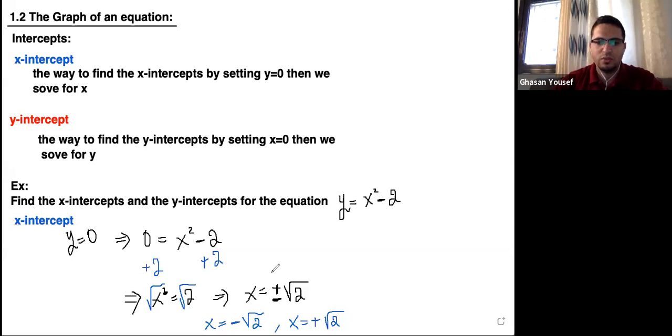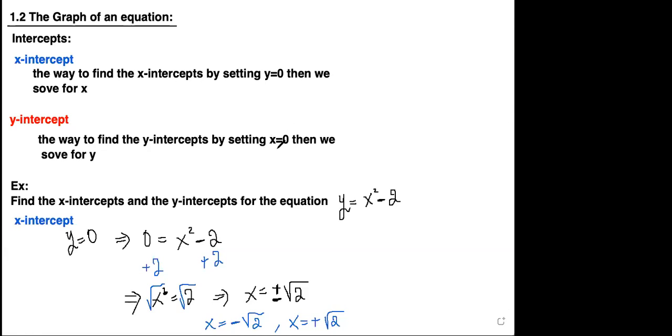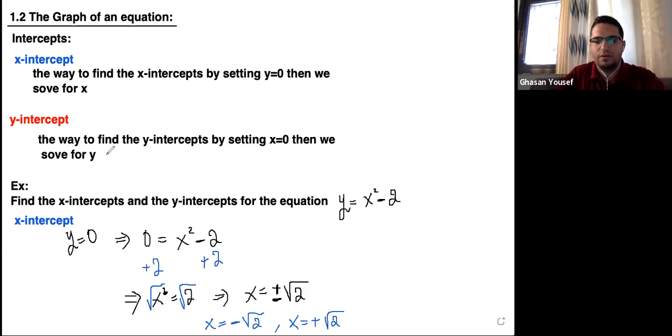Now I'm going to do it for the y-intercept. So how can we find the y-intercept? How can we find it? Read here. The way to find the y-intercept is by setting x equal to 0, then we solve it for y, if we're finding the values for y. Yes, here Sif said set x to 0. This is correct.